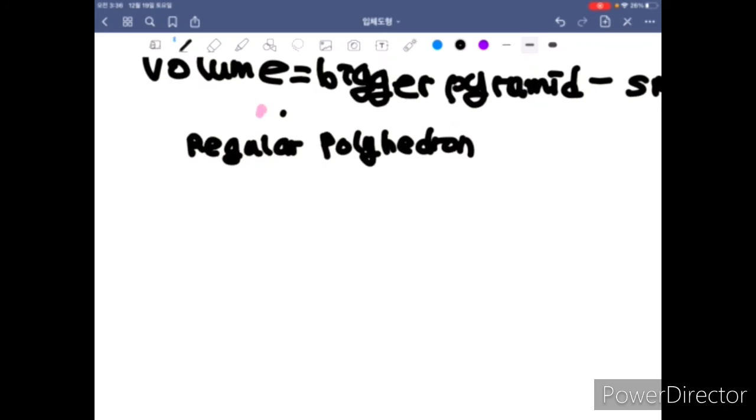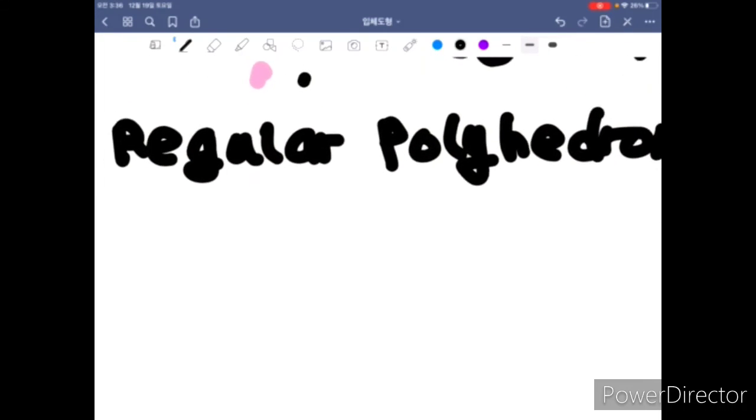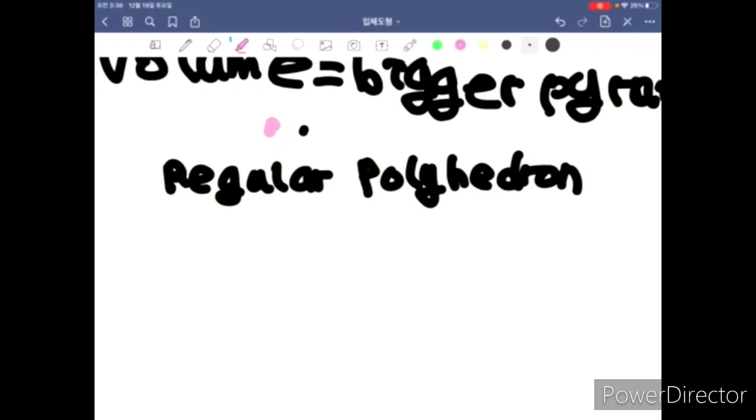So these are the regular polyhedrons, which are not just any polyhedrons. All the faces are the same, all the vertices are the same, and all the edges are the same.